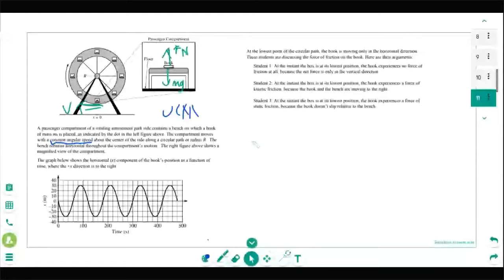It's not that the bench is being pushed sideways and the book stays in place on top of it. Right, so the book is moving in the horizontal direction, but that doesn't mean that it has a force in the horizontal direction. So my point is, if I have these two blocks stuck together and they're moving with a speed to the right, nowhere does it say I'm pushing on them. This could be two things sitting on top of each other, sliding on the ice together.